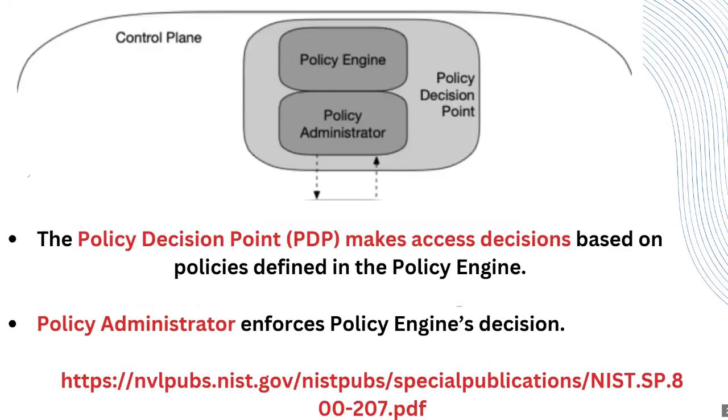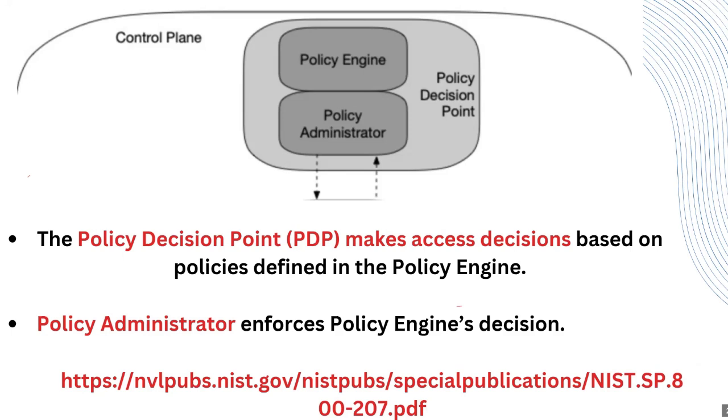As you can see in this small diagram, this is the control plane in a nutshell. We have the policy engine and the policy administrator. Both of these components are part of one larger component, known as the policy decision point. The policy engine makes the actual decisions, and the policy administrator implements and manages the actual session between the user and the resource. They work together under the policy decision point.